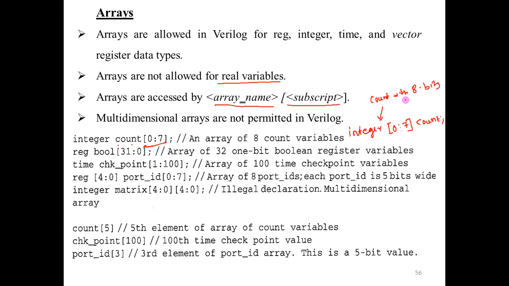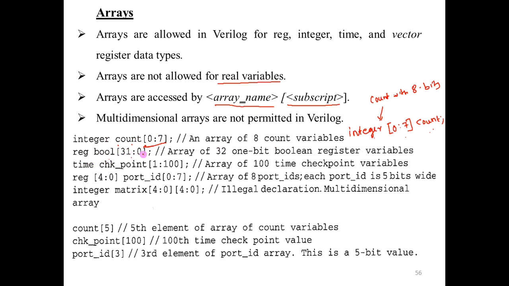Here it is not so. Here it is representing a bit. Count is a vector here. Here it is not a vector. Here it is an array. If you specify the width or a range after the variable, then it is an array. If you specify it before the variable, then it is a vector. Remember the difference. If you write it in between the data type and the variable, then it is a vector. If you write at the end, then it is an array.